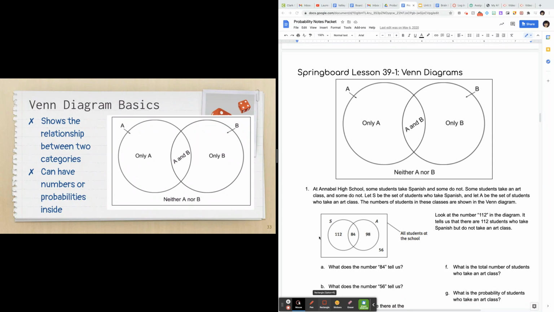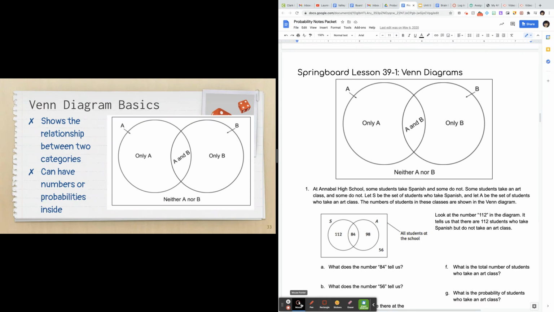It's just instead of a list of items, you're going to have either numbers, so like totals in a particular category, or probabilities. So like how likely is it that you pull someone at random that fits in one of these categories, okay? So Venn diagrams show the relationships between two categories, right? And in math, they can have numbers or probabilities inside.